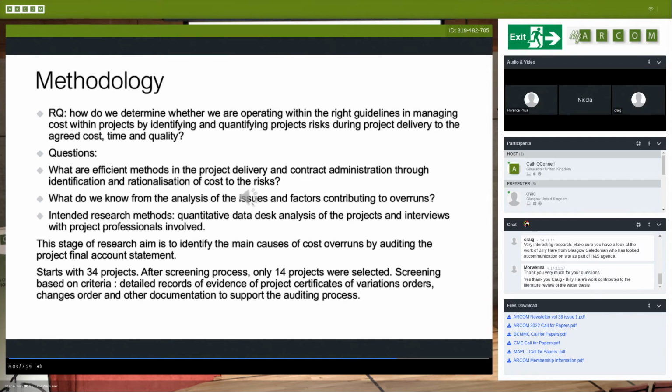Okay, so we do have some selection criteria. The projects must have a detailed record, including the evidence of the causes of the overruns, including the cost breakdowns, claim certificates, and the variation order. It is very important to have all these documents and evidence so that we are able to identify the issues and to understand the cost impact of the issues, such as the delay and other social implications.